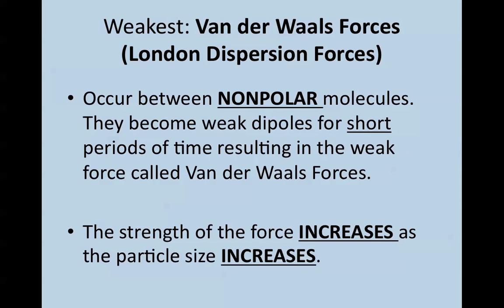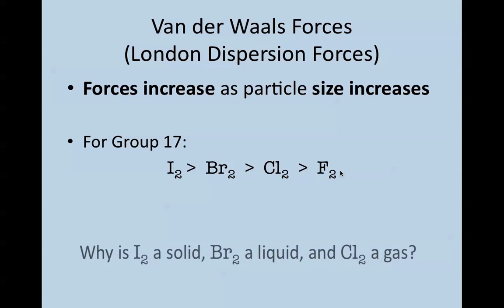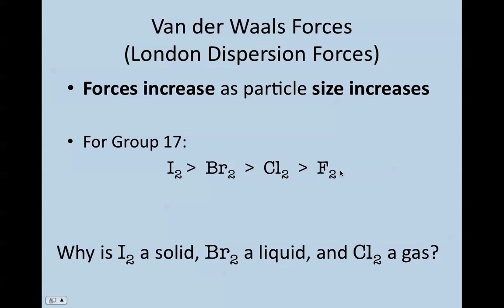So the strength of our van der Waals or London dispersion force increases as the particle size increases. So as the molecule gets bigger, the strength of the van der Waals force also increases. So again, forces increase as particle size increases. If we look at our halogen group, iodine is the largest out of group 17, fluorine being the smallest. So why is iodine a solid, bromine a liquid, and chlorine and fluorine a gas?